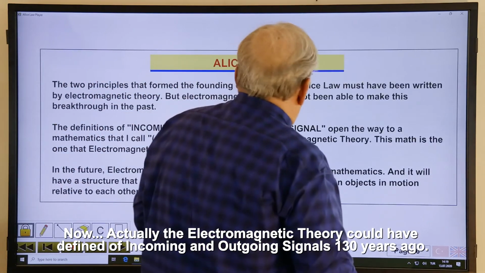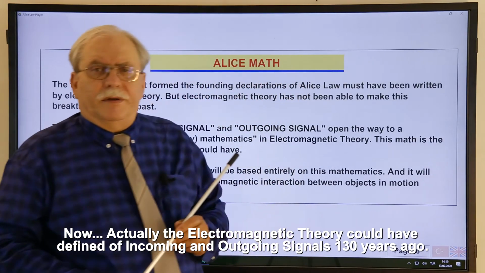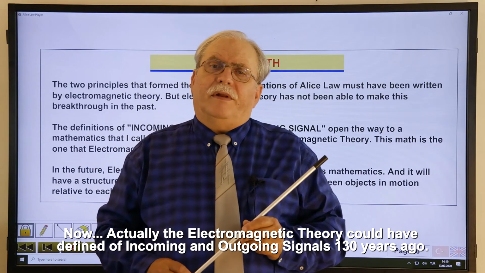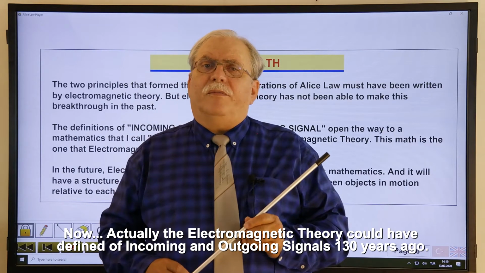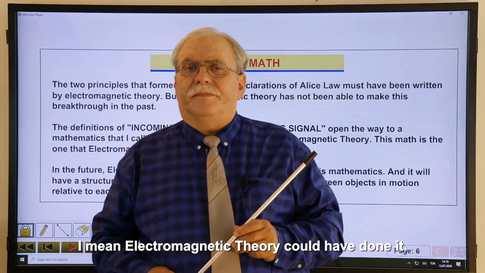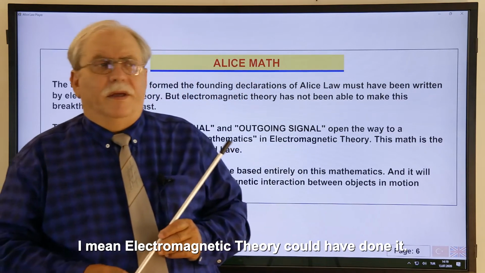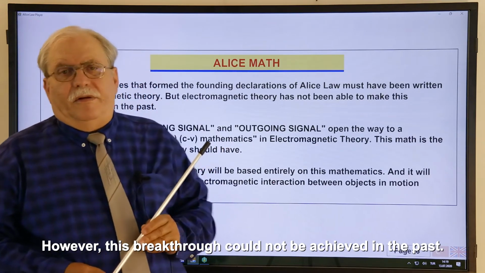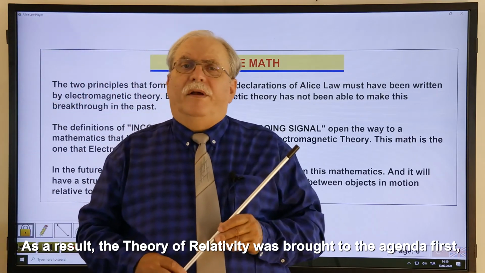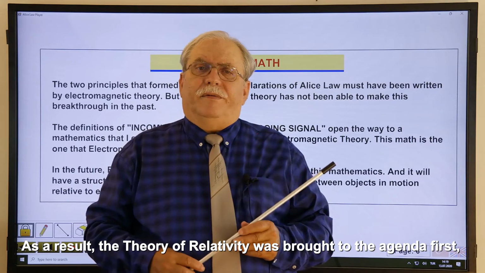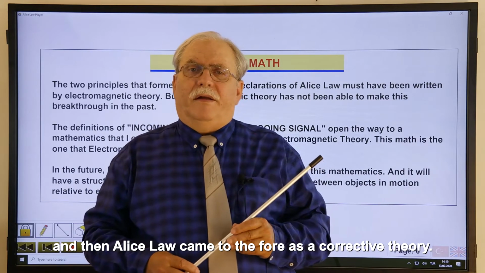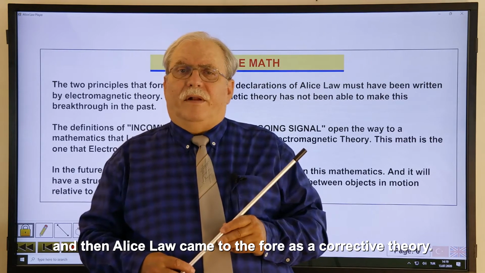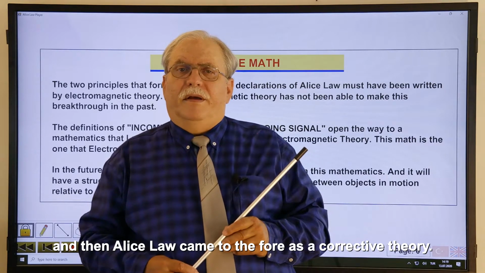Now, actually the electromagnetic theory could have defined incoming and outgoing signals 130 years ago. I mean electromagnetic theory could have done it. However, this breakthrough could not be achieved in the past. As a result, the theory of relativity was brought to the agenda first. And then Alice's law came to the fore as a corrective theory.